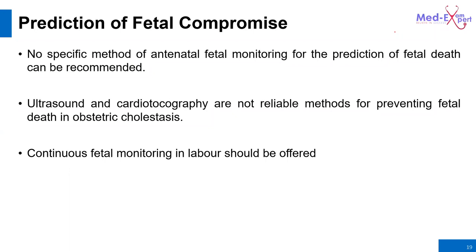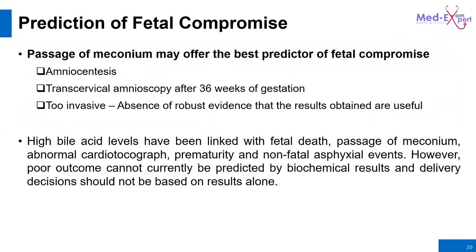Once the lady is in established labor, you have to offer continuous fetal monitoring because sometimes you may discover intrapartum changes in the fetal heart rate, which may indicate a category 1 or category 2 cesarean section. One of the best predictors of fetal compromise is the passage of meconium in the amniotic fluid.